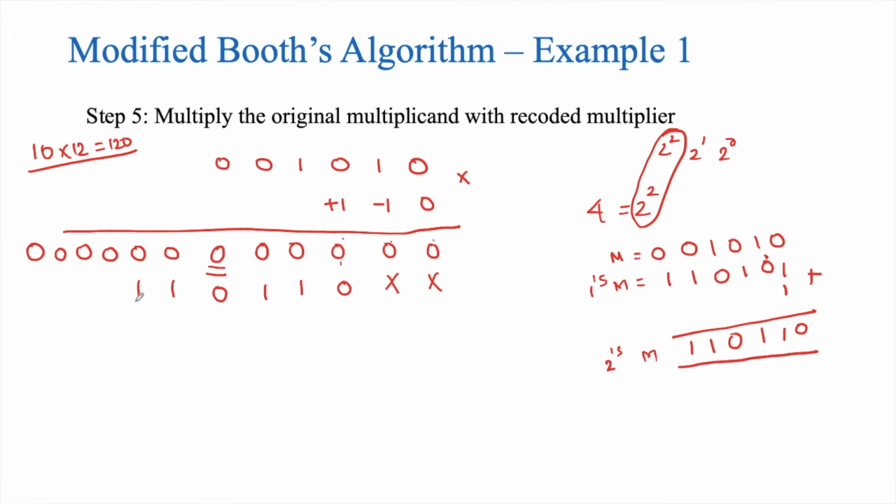What is the bit here? It is 1. Therefore, we can just replicate these bits. It is called sign extension, because this is not going to cause any change. Therefore, we are just extending this sign bit everywhere. Now, we have to multiply with plus 1.